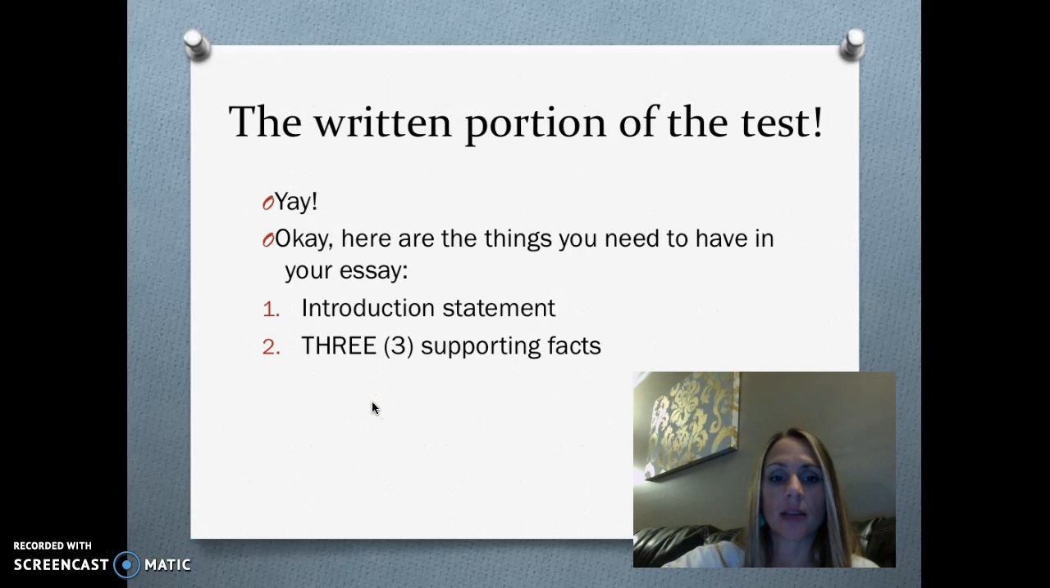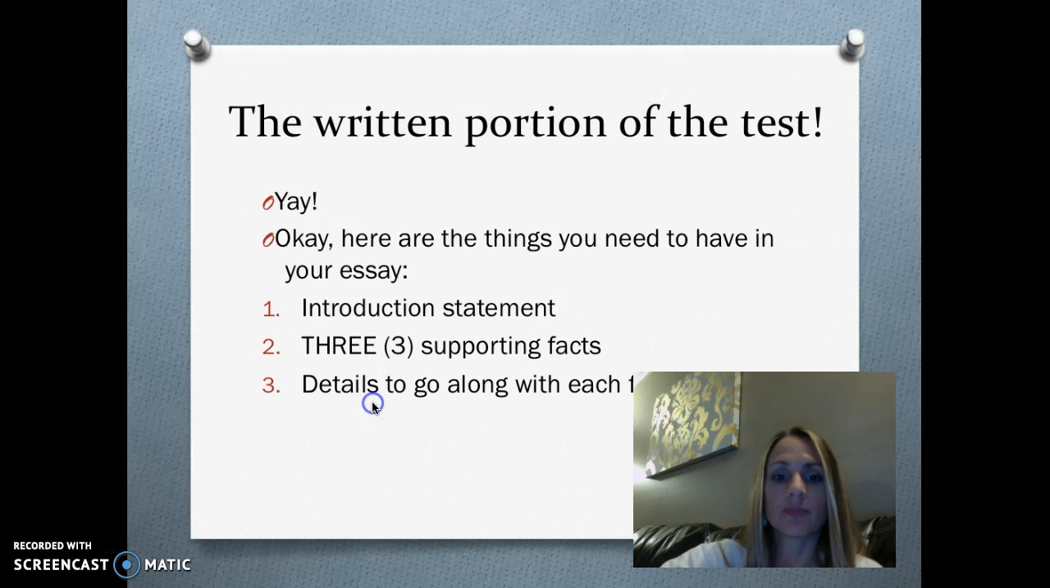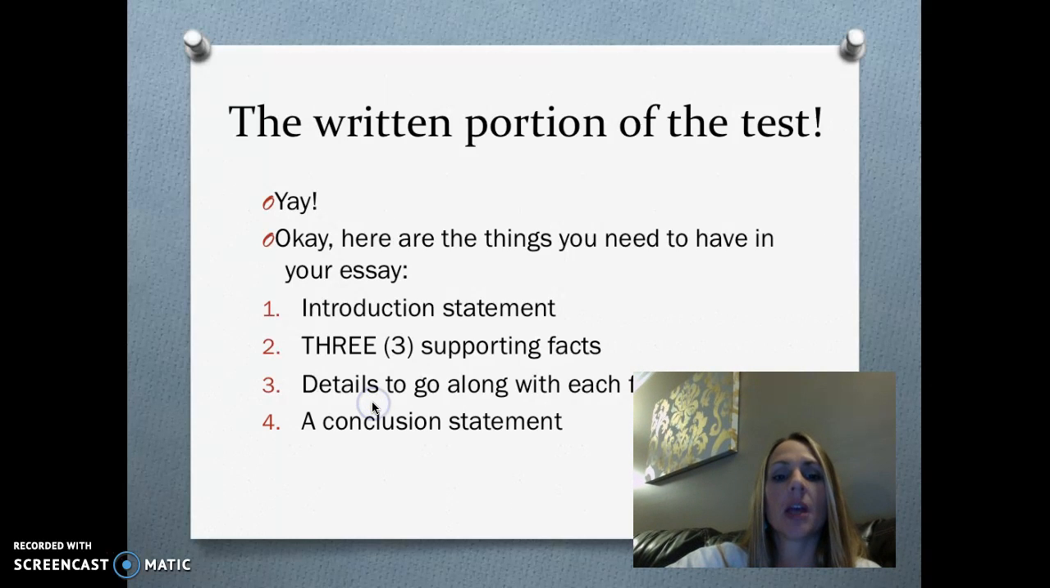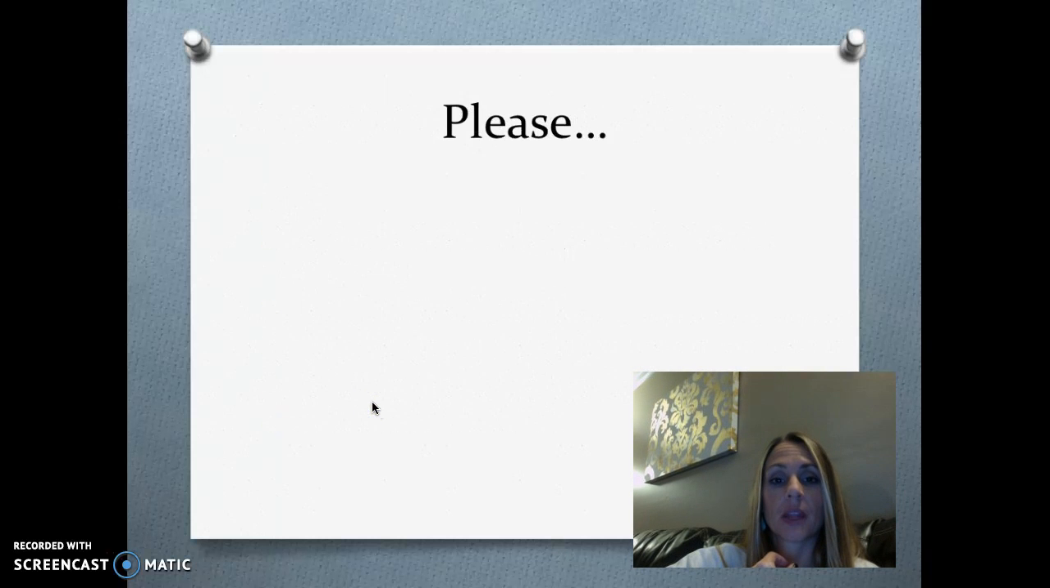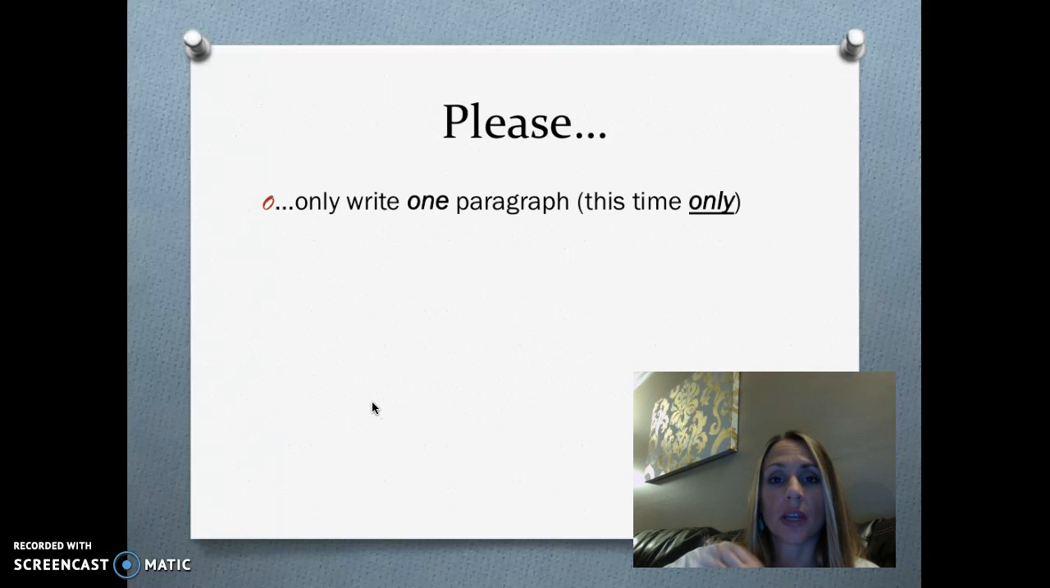So what I want is an introduction statement, 3 supporting facts. Make sure your details go along with each of those facts. Explain them, in other words. Details explain what you're trying to say. A conclusion statement to summarize it and wrap it all up. And you're only, again, writing 1 paragraph this time. Please don't write the 5. If you really want to, please do. There's nothing wrong with writing 5 paragraphs, but I would prefer it for your sake if you just composed 1.